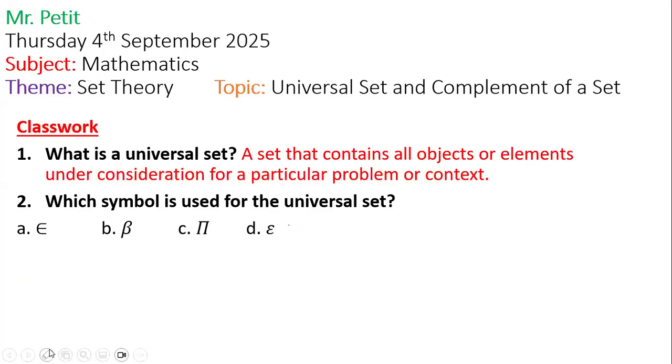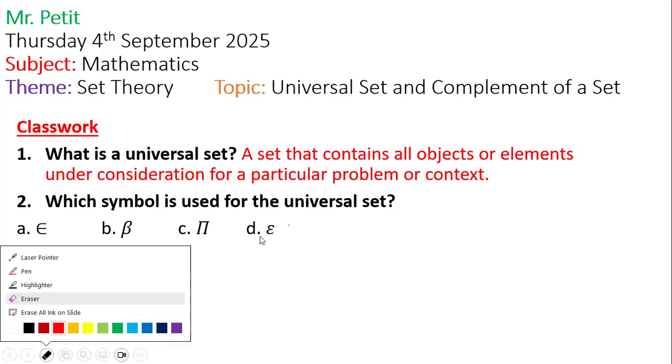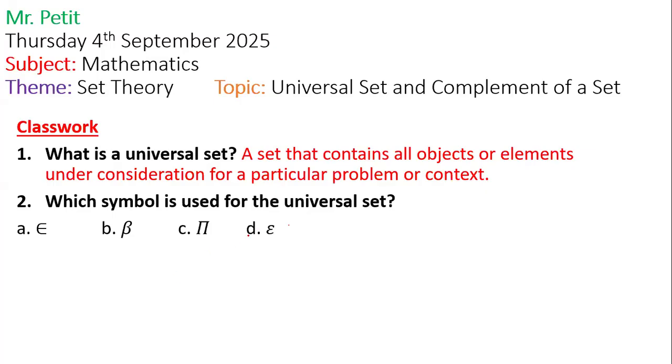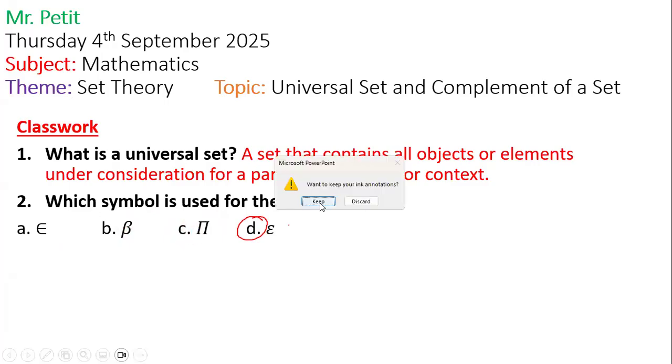Anyone know what B is? You ever seen B before? No, sir. That's what you call beta. You ever heard that name? It's called beta. Isn't that the Greek letter? Yes, that's beta. And then this one, what is C? Pi. That's pi. Very good. All right, number 3.